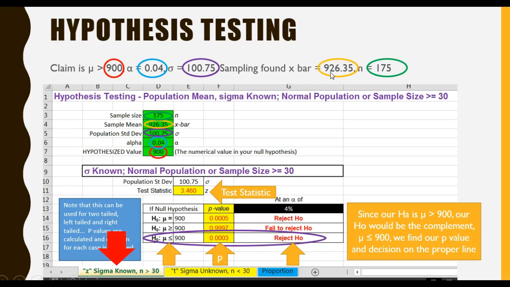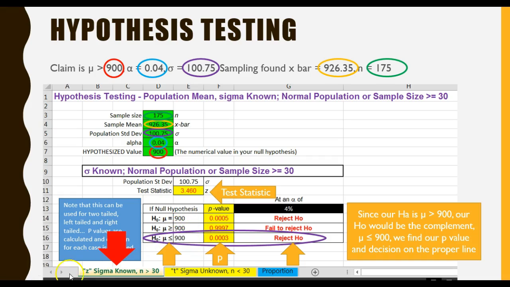The sample mean, or X bar, is entered right here, 926.35. The sample size is entered right here. And when you enter these things, it is going to give you both the test statistic to 3 decimal places, 3.460. It's going to give you the p-values for 3 scenarios. If your null hypothesis is that it's equal to 900, the value put here, greater than or equal to 900, or less than or equal to.